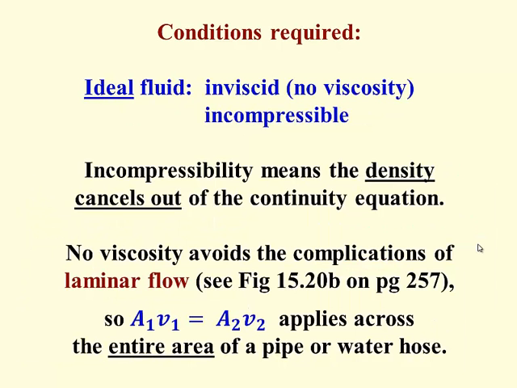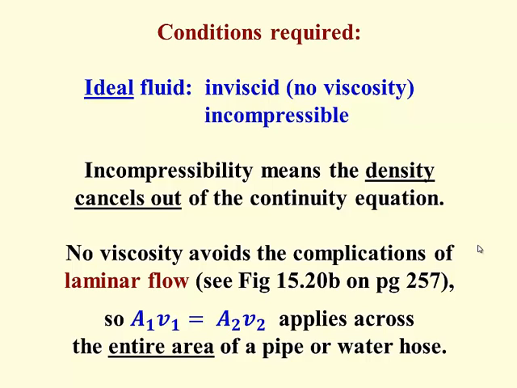If the fluid's not compressible, we can do a little bit more. For our ideal fluid that we talk about here, which is inviscid, has no viscosity, and is incompressible, if it's incompressible, that means the density cancels out of the continuity equation. It's just going to be A1V1 equals A2V2, which you saw in that first graph that I put up.